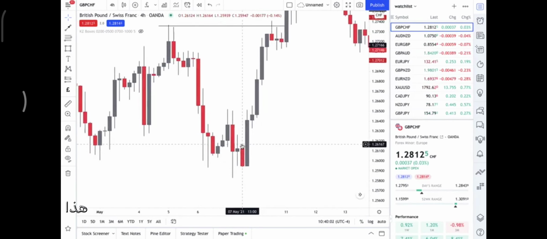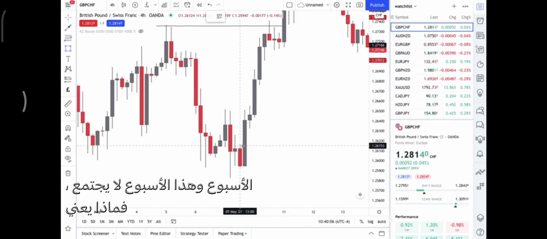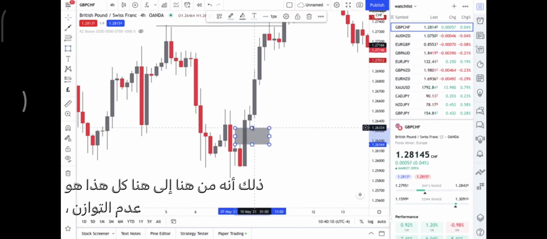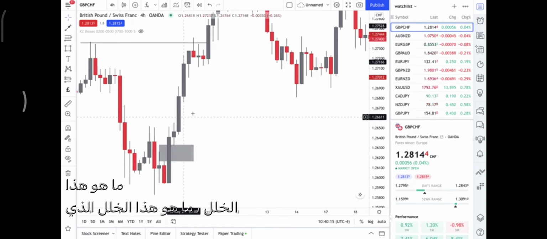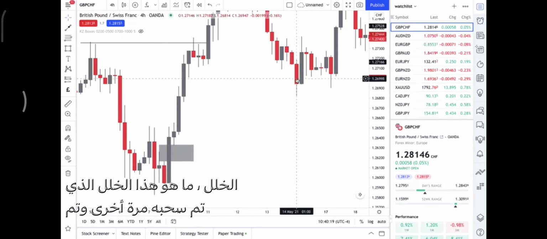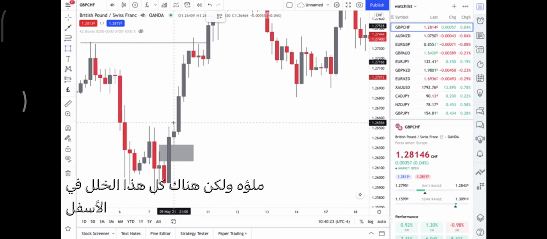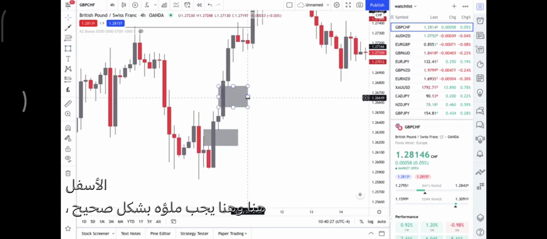This wick and this wick don't meet. So what does that mean? That from here to here, all of that is imbalance, right? There's a lot of buying power. What is this? Imbalance. What is this? Imbalance. This imbalance, again, pulled back and it got filled. But there's all of this imbalance down here and here. That needs to be filled, right?